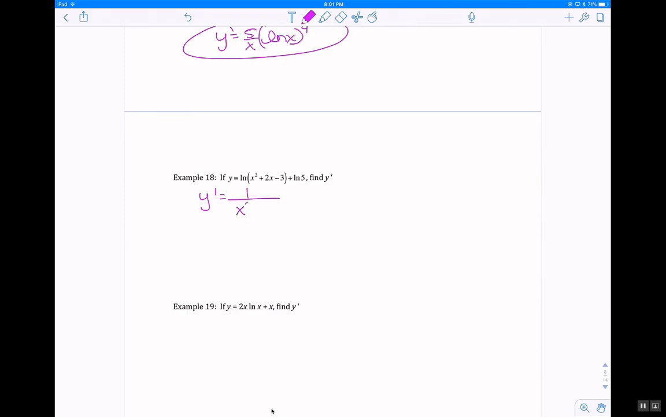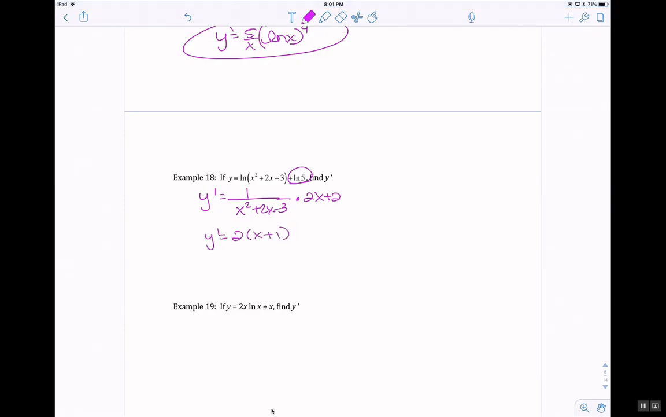Y prime is 1 over x squared plus 2x minus 3, because the derivative of ln is 1 over the inside, times the derivative of the inside, which is 2x plus 2. And then the derivative of ln of 5 is just a constant, so that actually ends up being 0. So y prime is 2 times x plus 1 divided by x squared plus 2x minus 3.